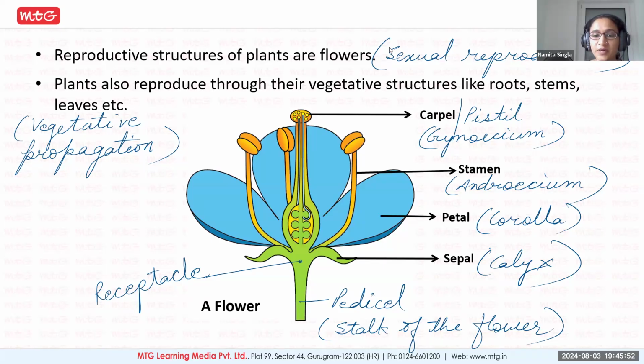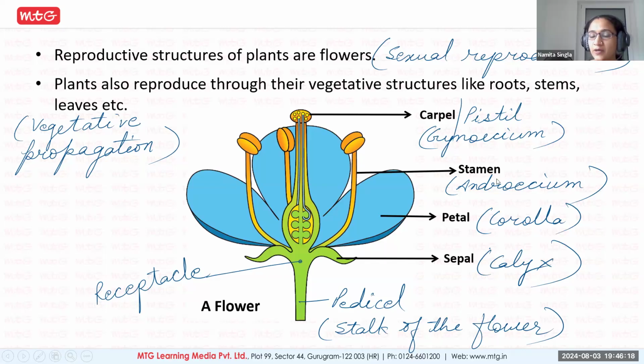Then we have sexual reproduction in plants which occurs by means of flowers. We'll be studying it in detail also. So these are different parts of the flower. Four whorls of the flower are there. Sepals are the outermost whorl. A group of sepals is called calyx. Then we have petals. A group of petals is called corolla. So corolla and petals are the same actually, but a group of petals is called corolla.